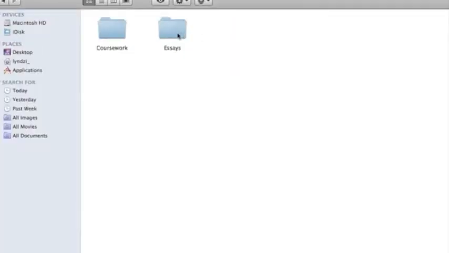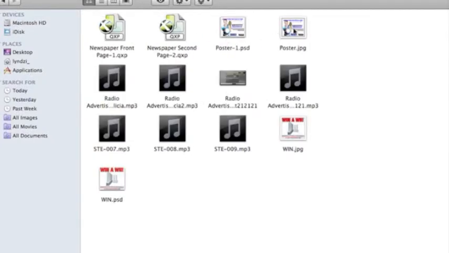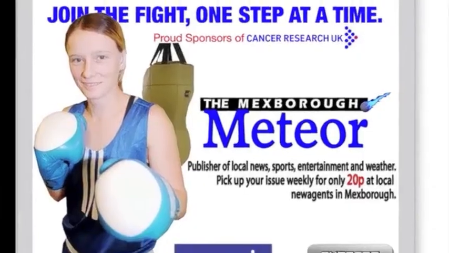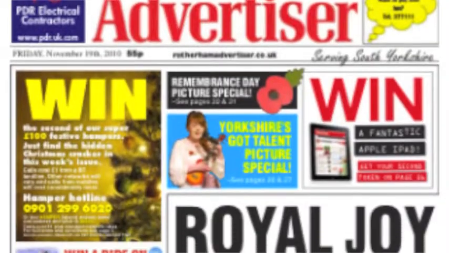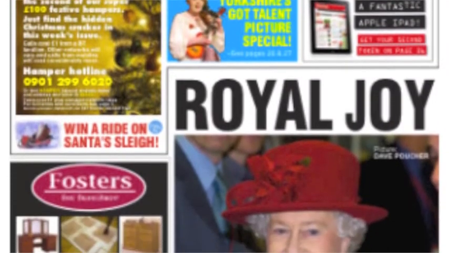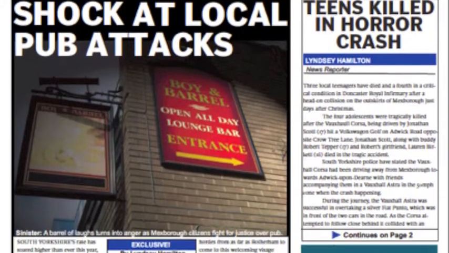In my A2 production portfolio, I decided to create a newspaper product with the ancillary tasks of a poster and a radio advertisement. After evaluating my own newspaper product against a real media product, I found that I used and challenged conventions of real newspaper products.